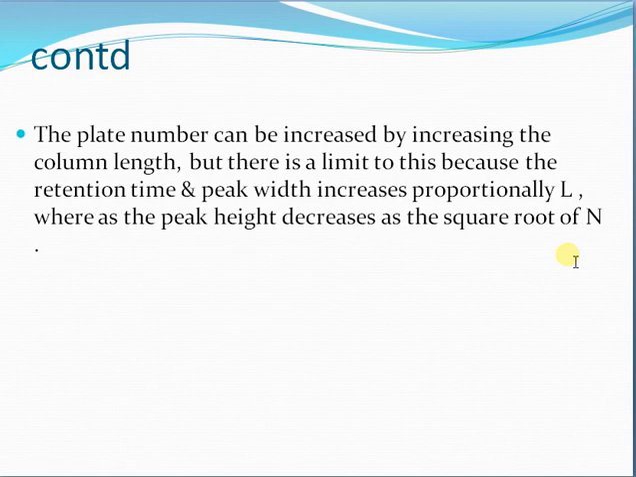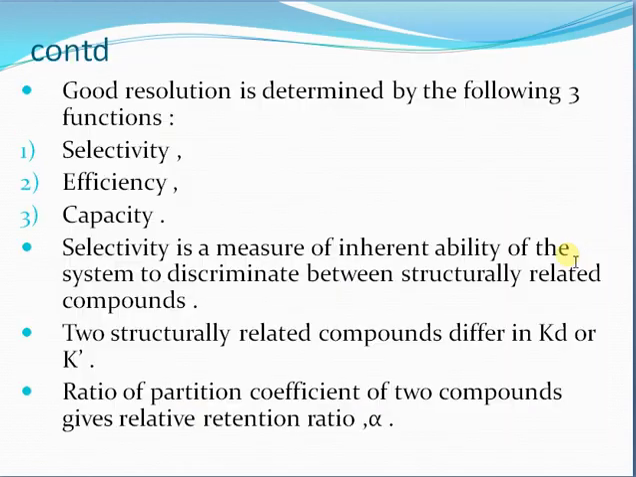The plate number can be increased by increasing the column length, but there is a limit to this, because the retention time and peak width increase proportionally as length increases, where peak height decreases with the square root of N. This is how peak broadening occurs.